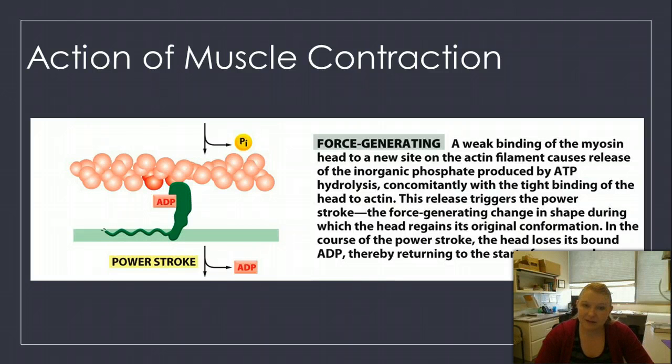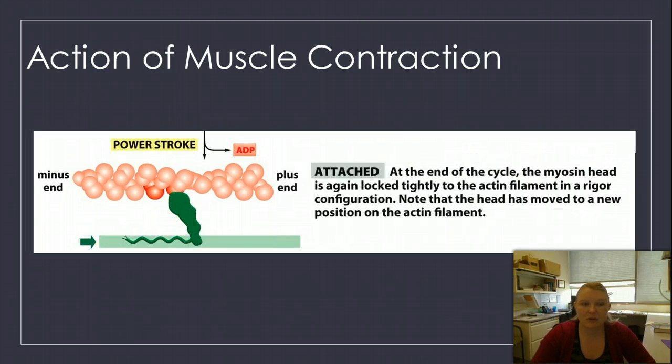As the inorganic phosphate comes off, this allows for weak binding, because remember, even though it came off the actin before, that doesn't mean there's no attraction. There's still this weak attraction that you can see. And so with this weak binding, the myosin head now attaches to a new actin filament about 5 nanometers away, because that's how far the movement of this head was. And so now it is attached to this, and the ADP is going to come off. And what this is going to do is cause the power stroke.